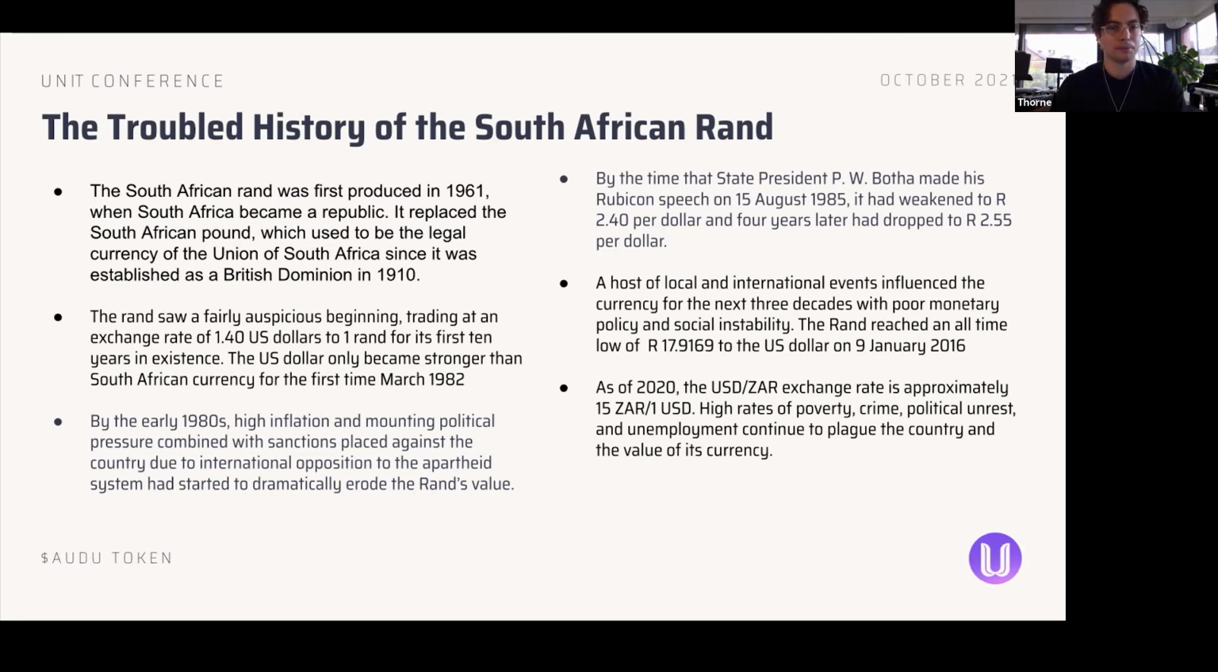I'm not too sure, but as said here, the Rand saw a fairly auspicious beginning, trading at a rate of $1.4 to 1 Rand. So this is actually a very strong peg to start off with, because the US dollar was performing quite well at that point in time as well. And the US dollar only became stronger than the South African currency for the first time in 1982. So by about this point, I think this is when we start to see extreme inflation taking place with the South African Rand.